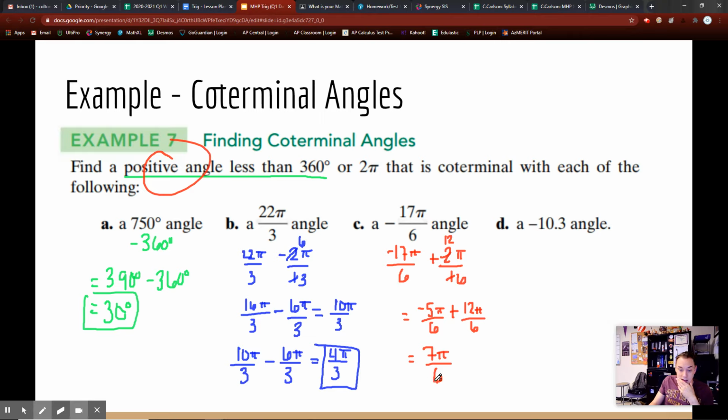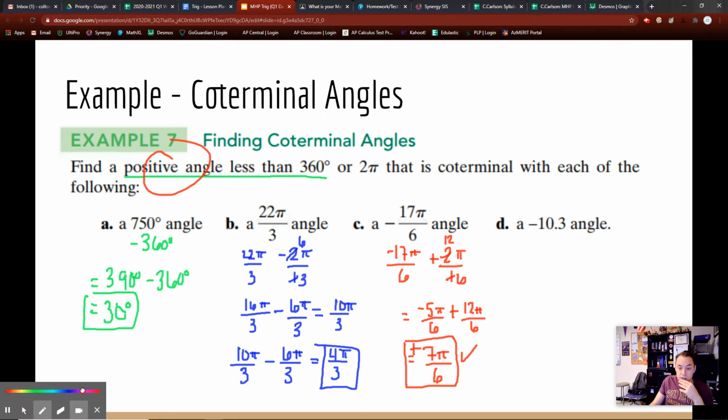Now, does 6 go into 7 more than 2 times? No. Is it less than 2 pi? Yes, because that's what we said. And is it positive? It is. So this is our answer. Okay?